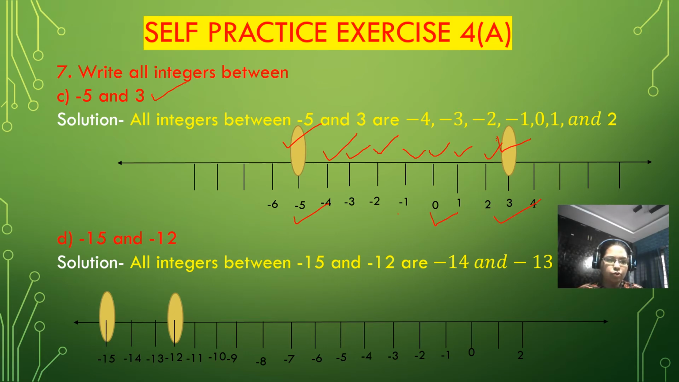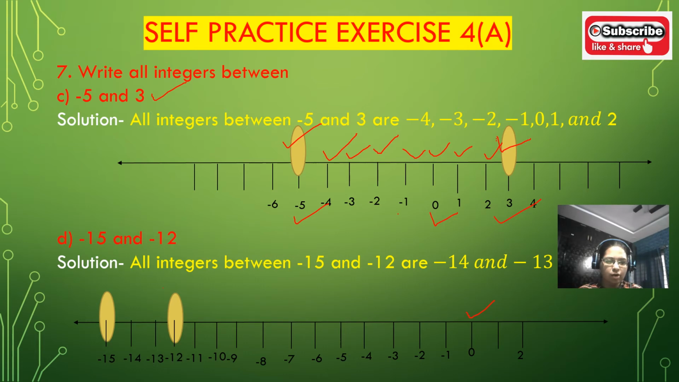Now fourth bit D, -15 and -12. We can represent -15 and -12 on a number line. Middle line is 0, and from 0 to the right hand side positive integers. These are the positive integers from 0, and from 0 to the left hand side negative integers -1, -2, -3, -4, -5, -6, -7, -8, -9, -10, -11, -12.